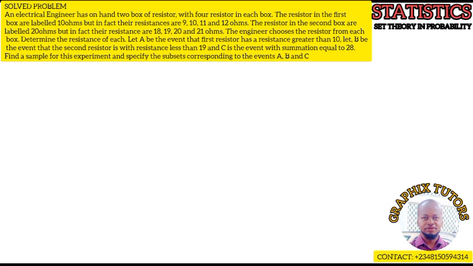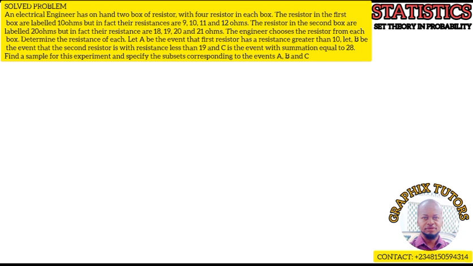A mechanical engineer has on hand two boxes of resistors with four resistors in each box. The resistors in the first box are labeled 10 ohms, but in fact the resistances are 9, 10, 11 and 12 ohms. The resistors in the second box, that is box 2, are labeled 20 ohms, but in fact the resistances are 18, 19, 20 and 21 ohms.